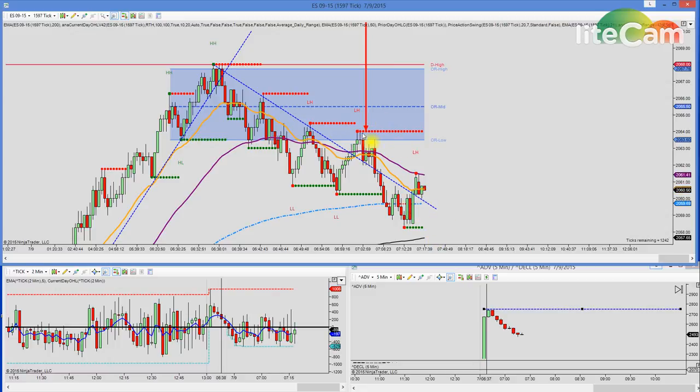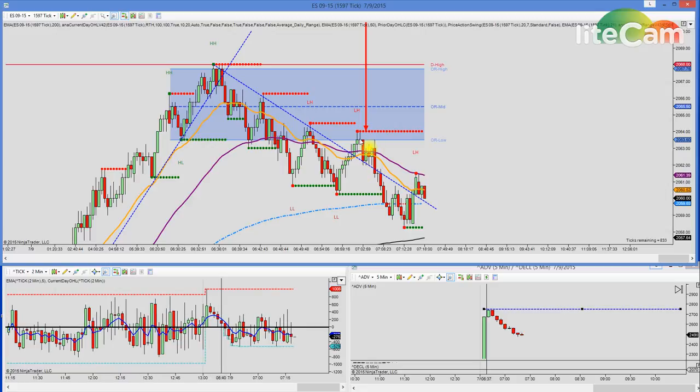So let's give you an example of a second entry that wasn't super clear in following the rules. Because my rule is I like to take shorts off of a bearish signal bar. If I'm taking a short, I want my signal bar to be a bearish bar, or a green bar if I'm taking longs. And this one was in between, being a doji bar.